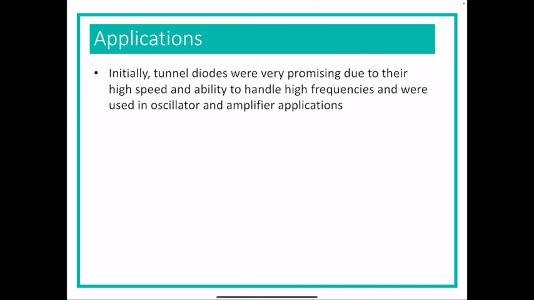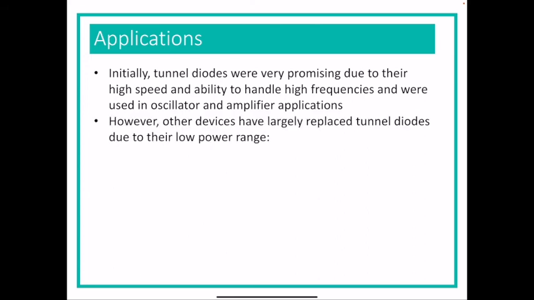So initially, tunnel diodes were really promising because they had high speed and they could handle high frequencies, and they were used in oscillator and amplifier type circuits. But over time, other devices have been developed to replace them, basically because of the power range.